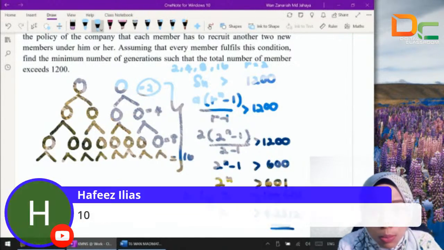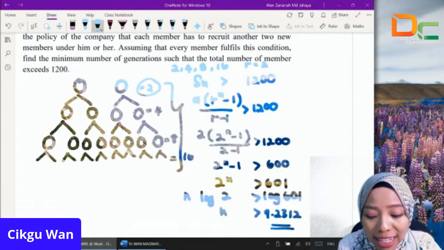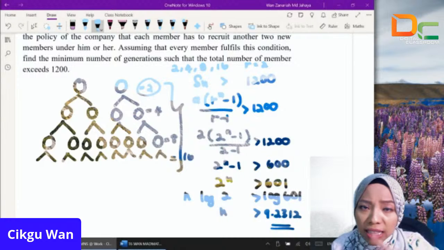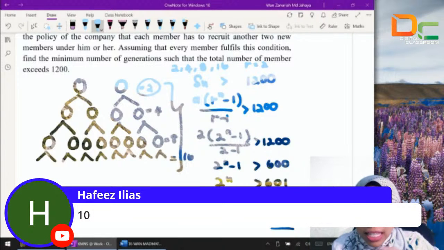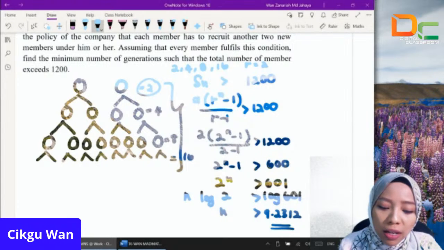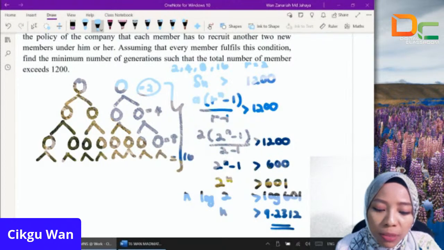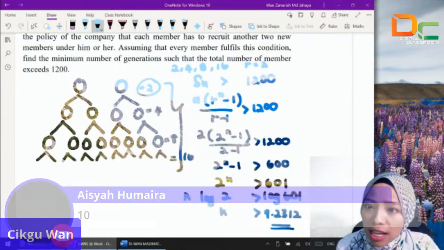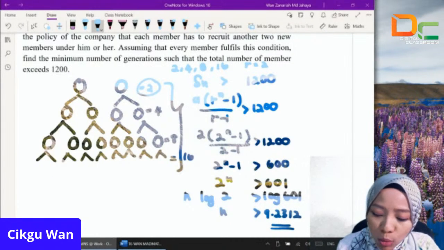Kalau 9 cukup ke tak? 9 tak cukup sebab dia dah kata N mesti lebih besar daripada 9.2. So 9 tak cukup. So the 10th generation barulah dia mencapai total number of member exceed 1,200. Yes, very good. Hafiz, Aisyah, Wani, Burhanuddin, Alifah, Iliana, Fatimah. Semua dapat betul. So N adalah 10.